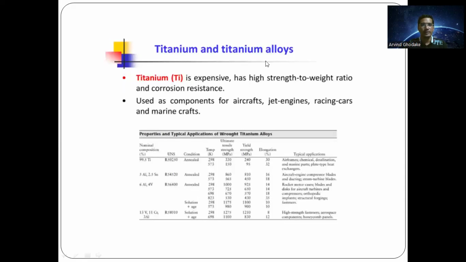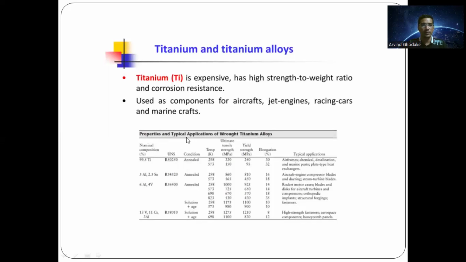Then titanium and its alloys. Titanium is expensive. It has a high strength to weight ratio and high corrosion resistance. Used as a component for aircraft, jet engines, racing cars and marine craft. So these are the commonly used applications of titanium and its alloys.